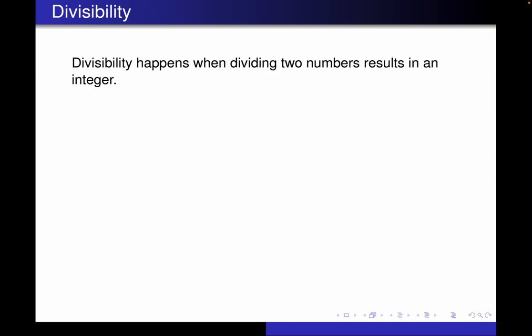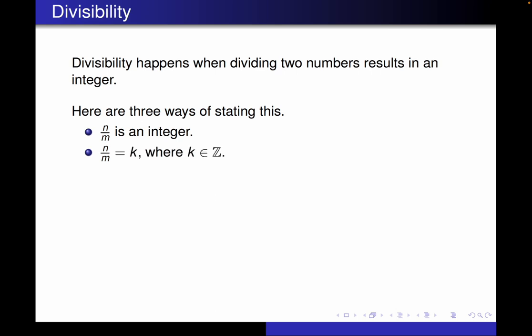So basically, divisibility is what happens when you divide two numbers and it results in another integer. So there are three ways of stating this. First of all, you can say n divided by m is an integer. That's the most straightforward way of saying it. However, it's going to be useful to have some other characterizations. Another way of saying this is n divided by m is equal to k, where k is an integer.